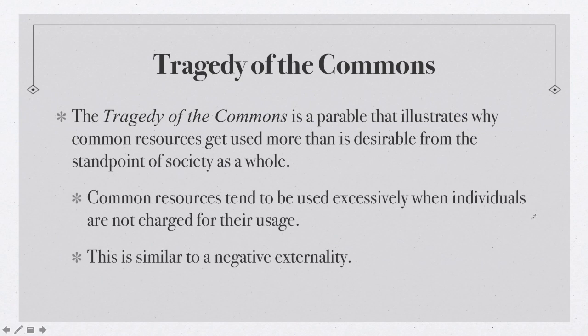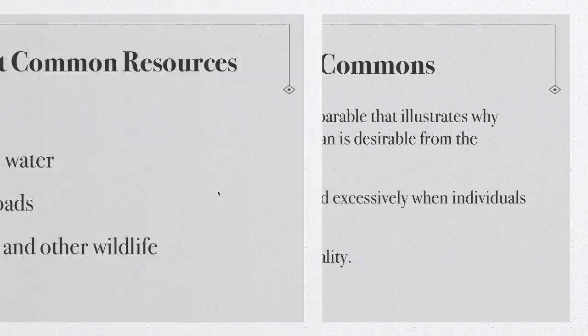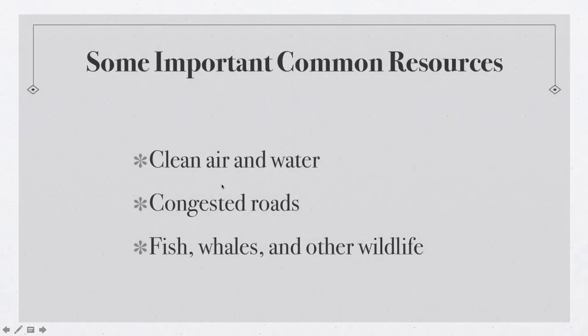And that's called a tragedy of the commons. We'll talk in class on Tuesday about what the tragedy of the commons actually is. It's a parable, though it's something that actually happened. It shows how we can overuse something that's available to everyone. The classic example of a tragedy of the commons today is fish in the ocean.